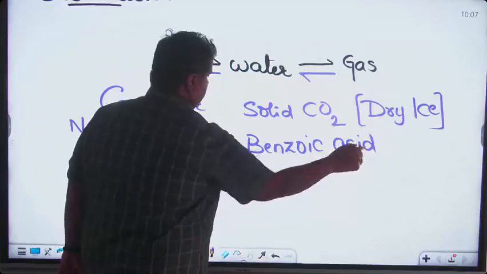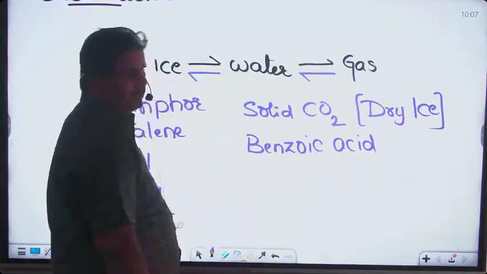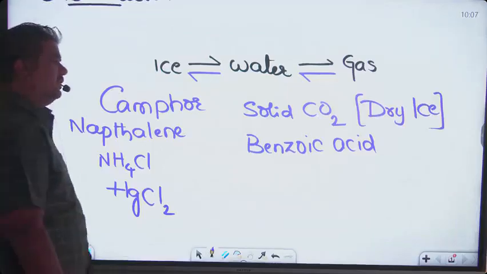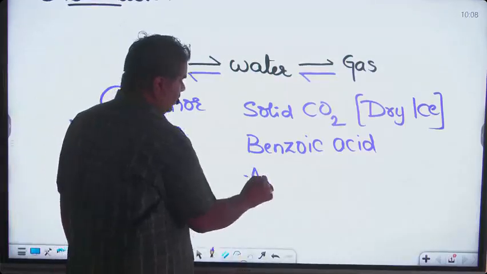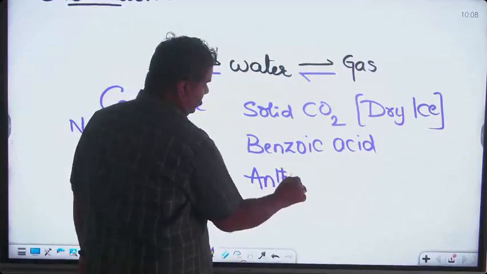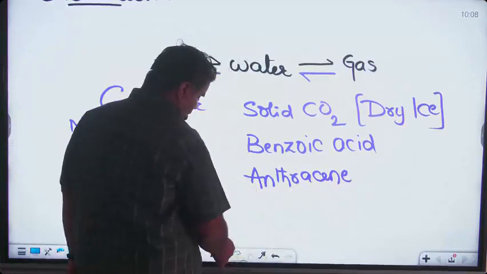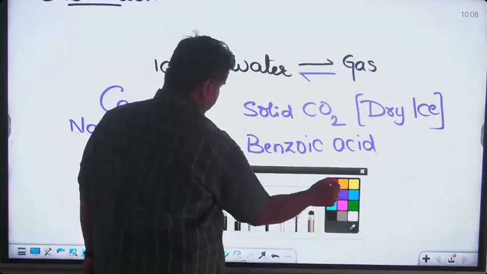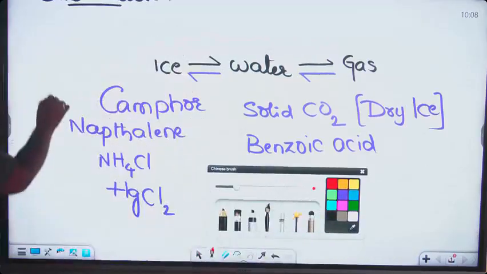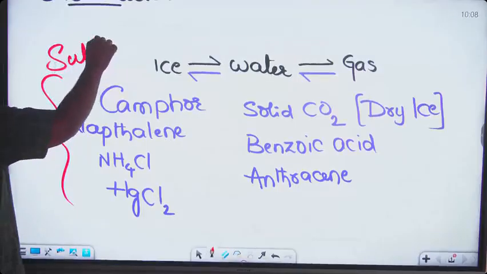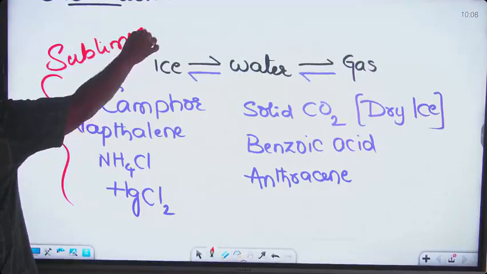Benzoic acid, when we hear "acid" we generally think of a liquid, but it is not a liquid, it is a solid. Benzoic acid, and at the same time anthracene. All these are materials or substances which exhibit the phenomenon of sublimation, and all these substances are known as sublimes.